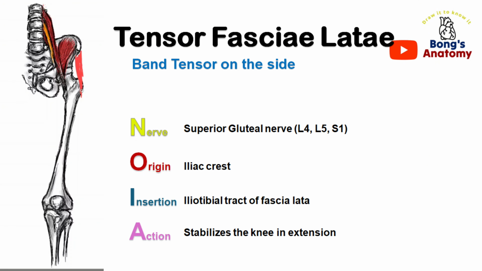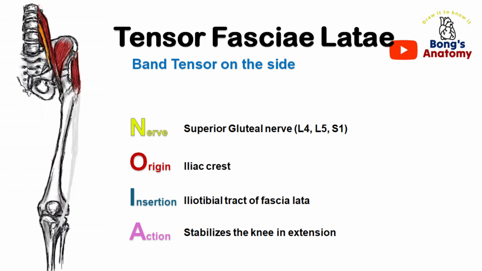Tensor fasciae latae. It means band tensor on the side. The band we are talking about now is the iliotibial band. It is innervated by the superior gluteal nerve, same as gluteus medius and minimus, originating from the iliac crest and inserts into the iliotibial tract of fascia lata. And it's going to stabilize the knee in extension.